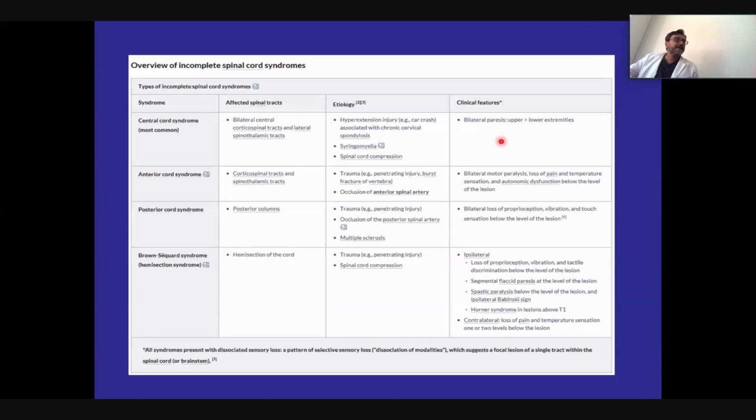For the upper motor neuron lesions, why do you have muscle stimulation? Not in upper motor, in lower motor neuron. In lower motor neuron, muscle fasciculation is one of the symptoms. So in any lower motor neuron lesion, you would find muscle fasciculation.